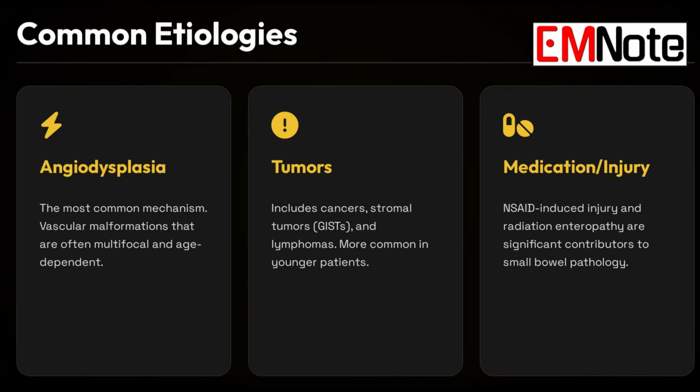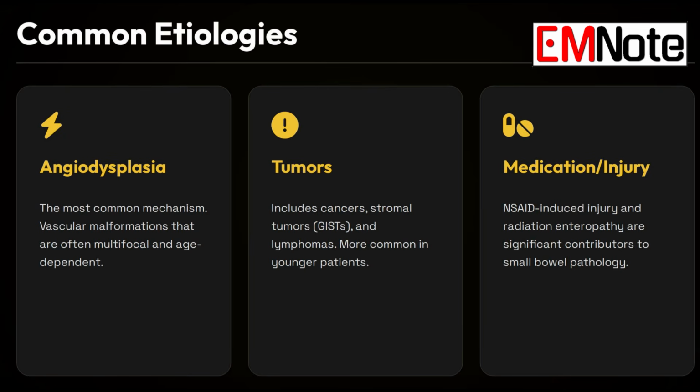But what about the non-vascular heavy hitters, the things clinicians really must identify? So after that, you have to consider mass lesions. This means tumors. Like what specifically? Things like adenocarcinoma, stromal tumors, gastrointestinal stromal tumors and lymphomas. These are diagnoses you really want to catch early.